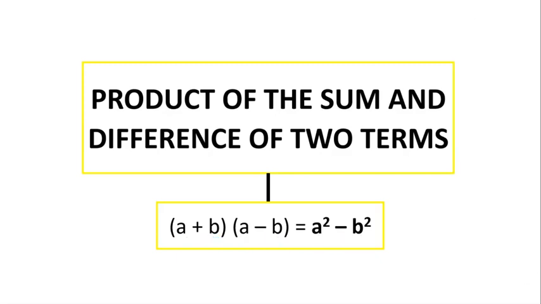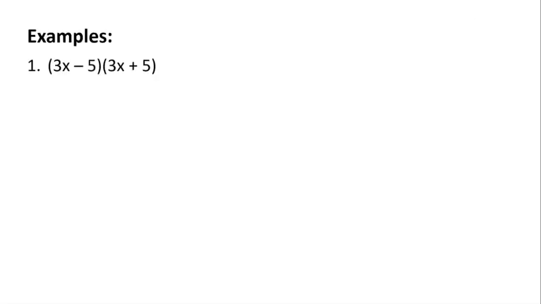For example, we have here 3x minus 5 times 3x plus 5. As you can see, these two are the same. Okay, pero yung nag-iba lang is yung minus sign and plus sign. Since pareho yung pattern natin, the same yung value ng a, which is 3x, the same yung value ng b, which is 5, and yung nag-iba lang is yung minus and plus sign, therefore gagamitin natin ay yung product of the sum and difference of two terms. And the pattern to find the answer is a squared minus b squared.